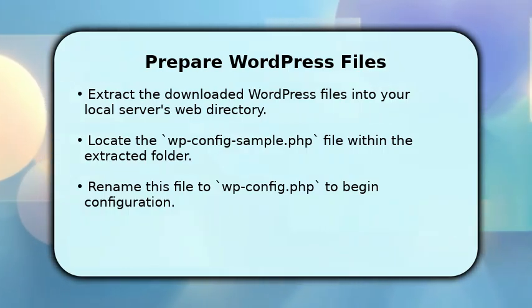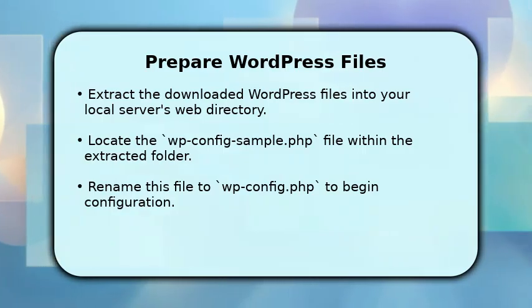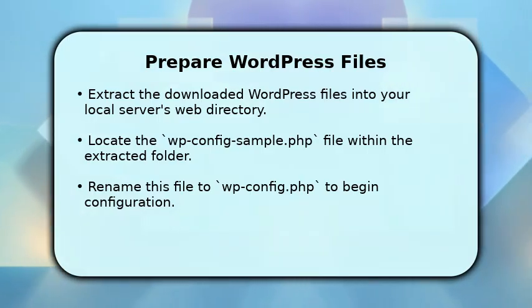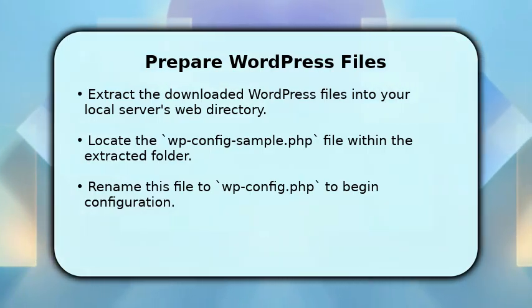Inside this folder, find the file named wp-config-sample.php. Rename it to wp-config.php. This is a crucial step as this file will hold your database connection details. Open wp-config.php with any text editor.